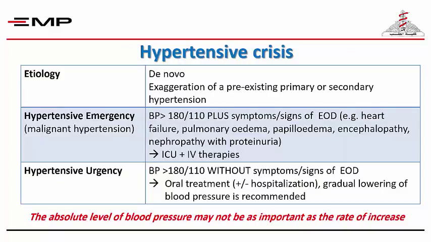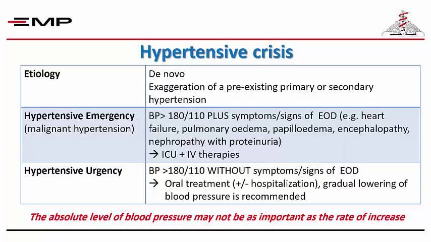The second part is about the hypertensive crisis, which can be either de novo or an exaggeration of a pre-existing primary or secondary hypertension. This can be a hypertensive emergency, malignant hypertension, or hypertensive urgency. The emergency is a blood pressure more than 180/110 plus symptoms or signs of end organ damage, for example, heart failure, pulmonary edema, papilledema, encephalopathy, neuropathy with proteinuria. This is to be managed by ICU and IV therapies.